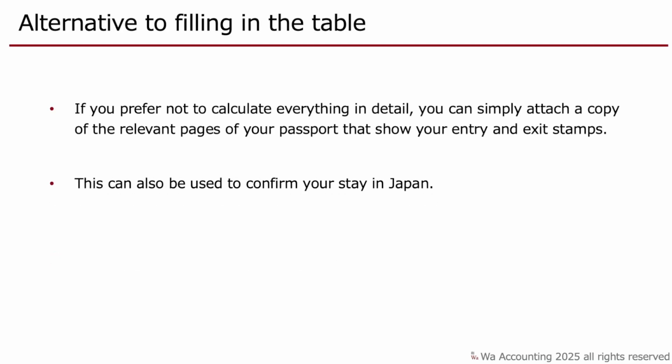By the way, if you prefer not to calculate everything in detail, you can simply attach a copy of the relevant pages of your passport that show your entry and exit stamps. This can also be used to confirm your stay in Japan.